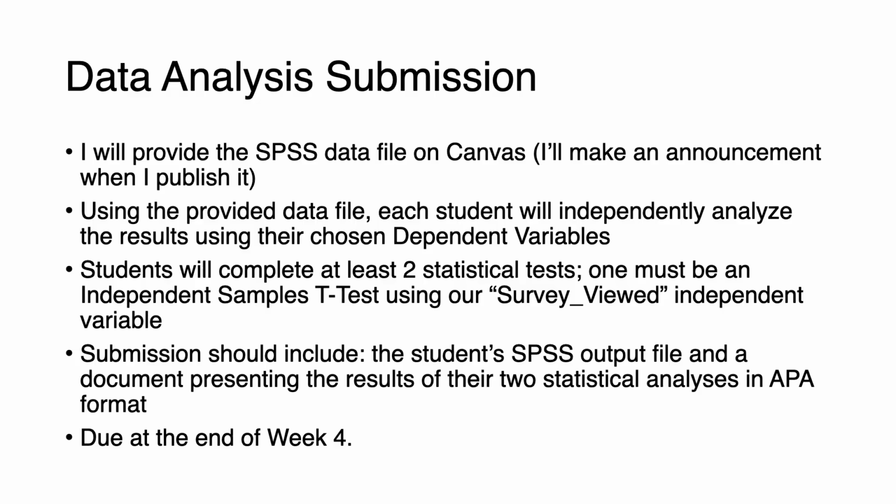Using that data file, you then will independently analyze the results using whichever dependent variables you chose from the survey. So there's 4 different choices for dependent variables. You can choose which ones you want to pursue. Then you'll complete at least 2 statistical tests. One of those statistical tests has to be an independent samples t-test using that survey viewed or photo viewed variable as your independent variable. So what that variable is, it basically says which survey participants completed. Did they see the individual with visible tattoos, or did they see the individual with no tattoos?